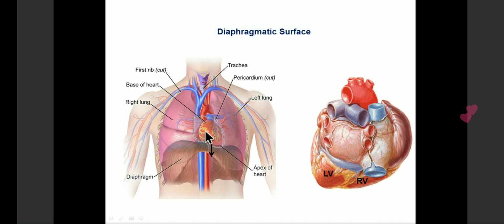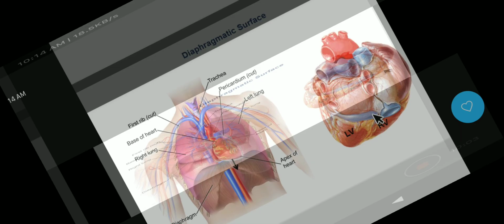The part of the heart in relation with the diaphragm, the diaphragmatic surface, is going to be the two ventricles. Atria are superiorly fixed. They are not going to come in contact with the diaphragm. So mainly it's going to be the left. This is the diaphragmatic surface.